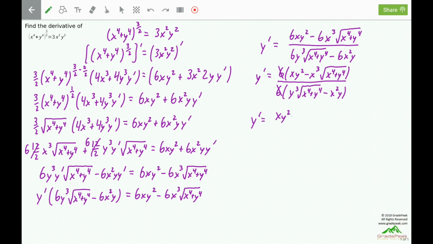and what's left should be our derivative. xy squared minus x cubed times the square root of x to the fourth plus y to the fourth, over y cubed times the square root of x to the fourth plus y to the fourth minus x squared y, and there's our derivative, y prime.